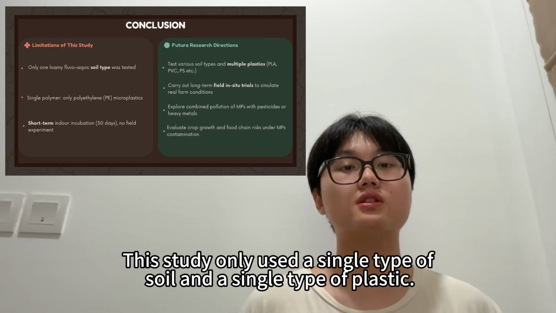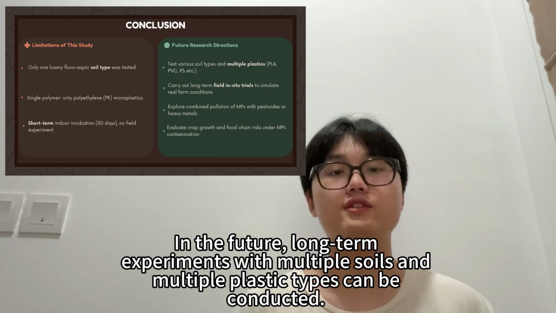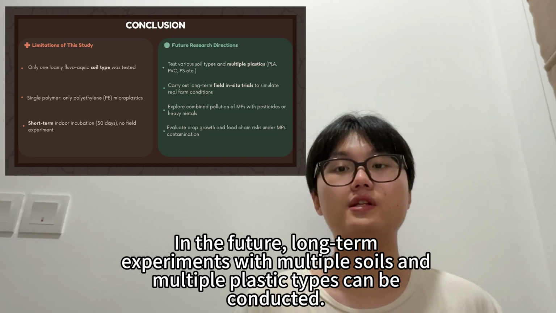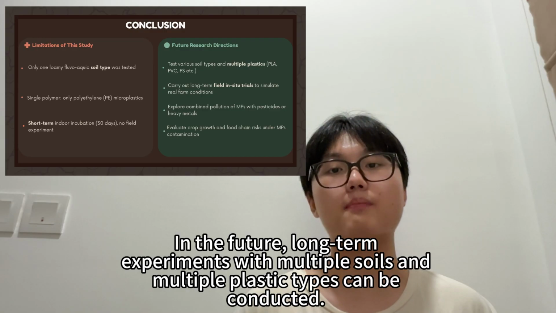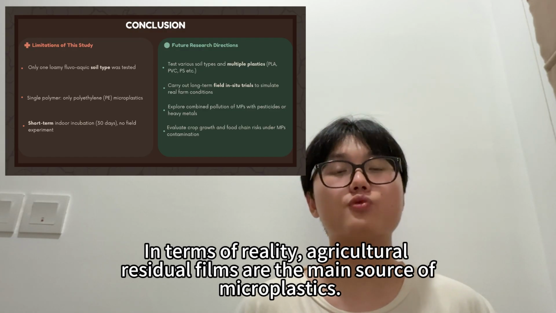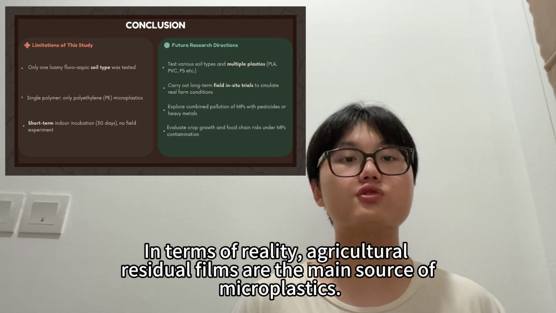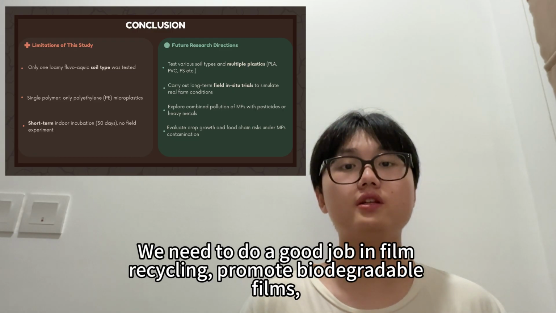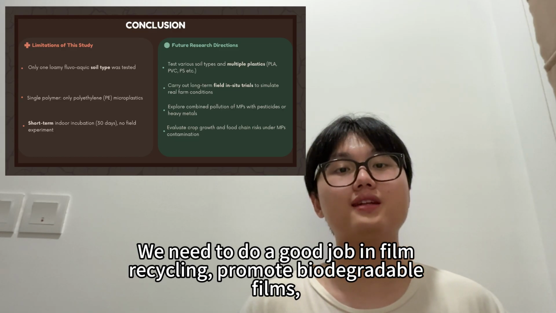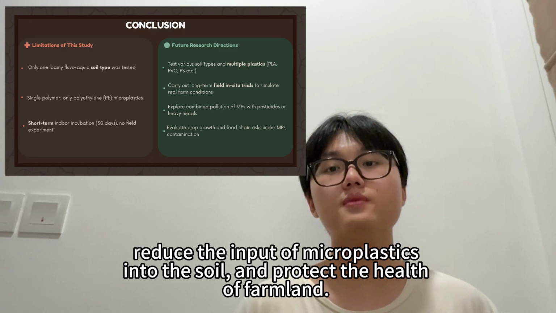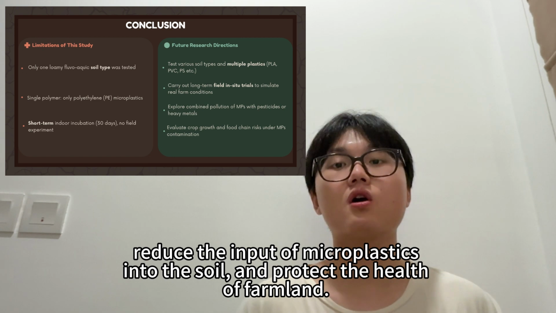This study only used a single type of soil and a single type of plastic. In the future, long-term experiments with multiple soil and multiple plastic types can be conducted. In terms of reality, agricultural residual films are the main source of microplastics. We need to do a good job in film recycling, promote biodegradable films, reduce the input of microplastics into the soil, and protect the health of farmland.